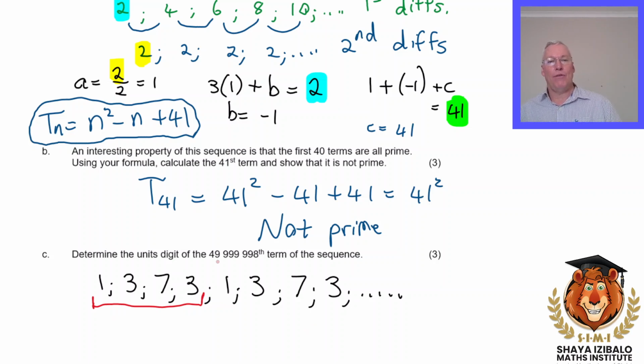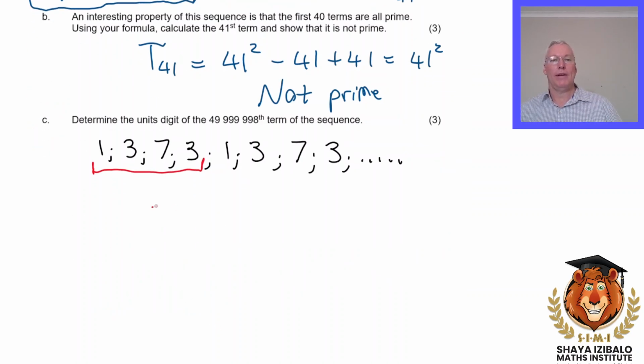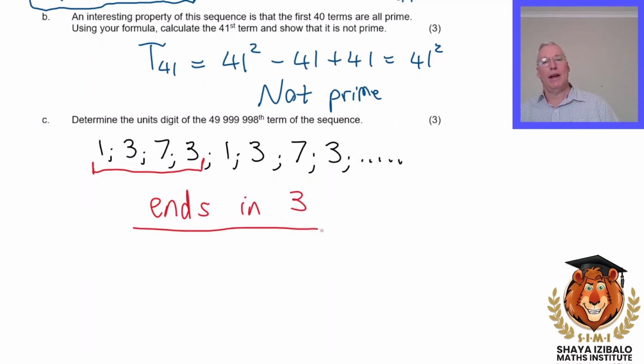Now, 4 does go into 50 million. We know that. So the 50 millionth term would end in 3. And so the one before that, the 49,999,999th, would end in 7. And the one before that would end in 3. So we're just applying a kind of pattern here and trying to see where we are in the pattern. Quite an unusual question. I wouldn't worry too much about it, but let's end there.